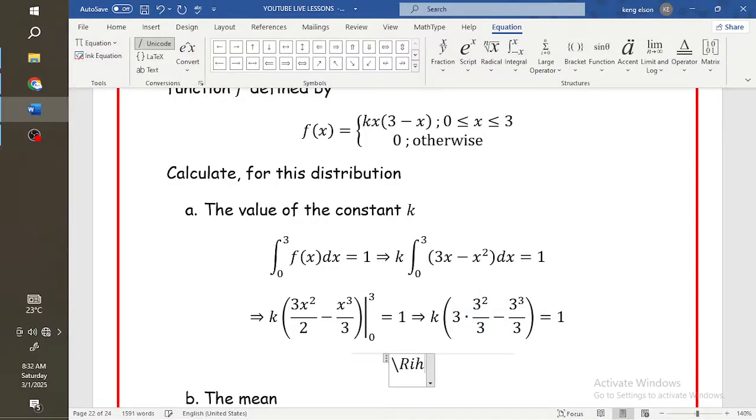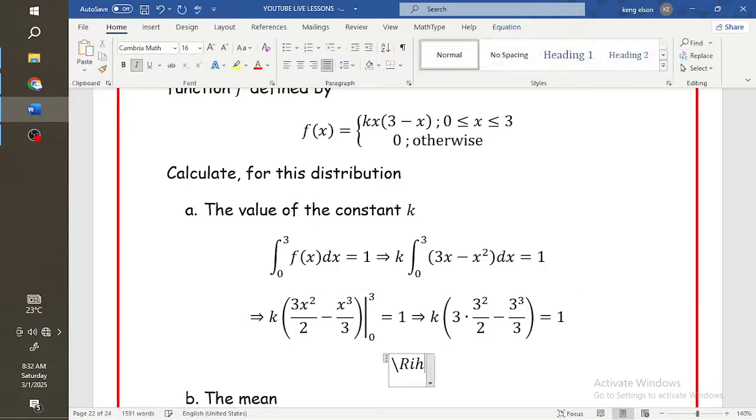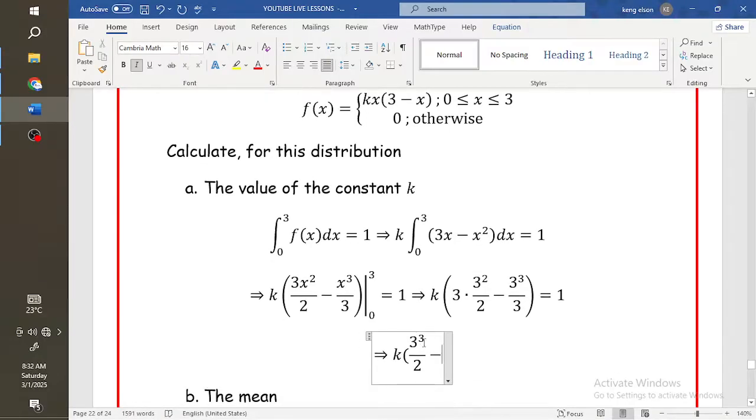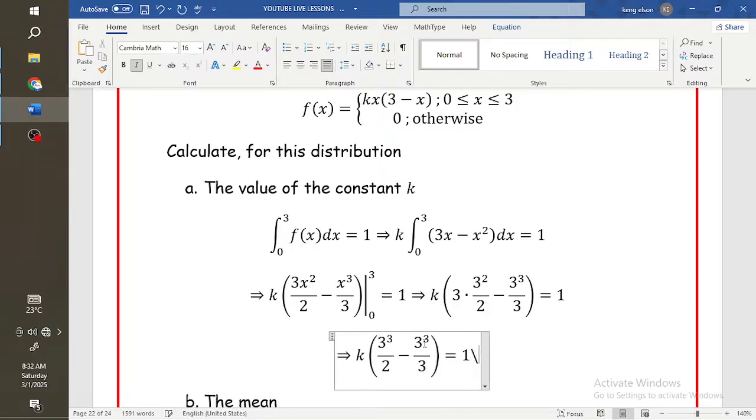So here we have to divide by 2, sorry, not by 3. So this means that we have k into, now this is 3 times 3 squared, which is 3 cubed. So this is 3 cubed over 2 minus 3 cubed is 27. In fact, let me just put 3 cubed, minus 3 cubed divided by 3 equal to 1. If I had a calculator, I'd just punch it in directly.